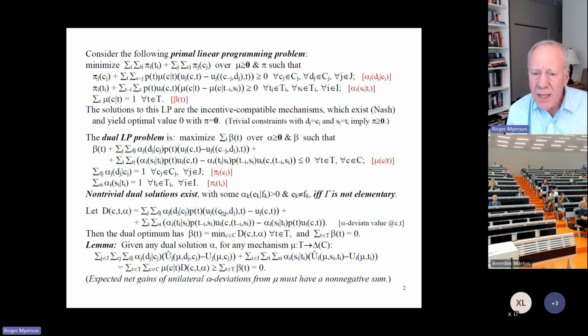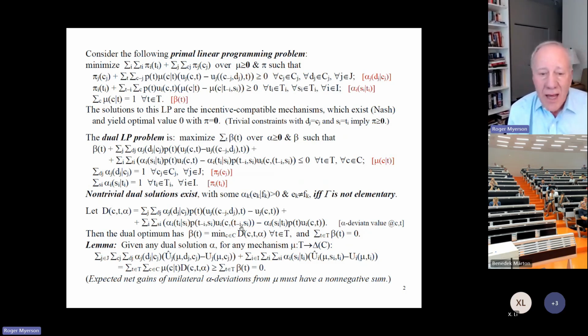But what is this? You're looking at each of the receivers. We've got a particular profile of actions, a particular profile of types, and we ask: taking unilateral deviations for each receiver from a CJ to a DJ, how much would he gain by that deviation, and multiplying it by its dual variable.